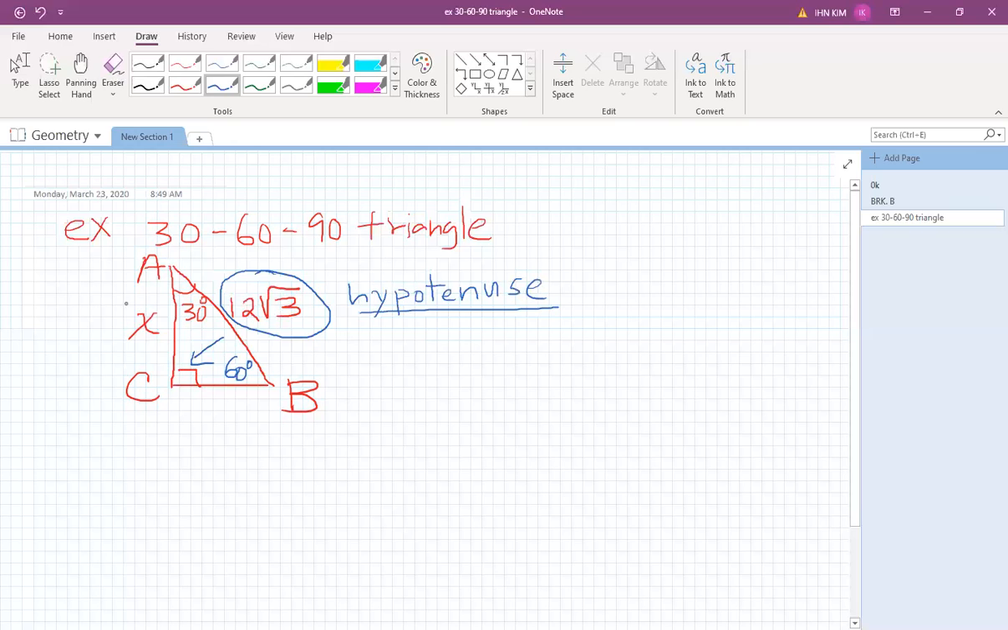Okay, so we need to find x, right? Now x is facing 60 degrees, and this right here, although it's not drawn to scale, is facing the 30 degrees. So this side is the shorter leg, and this one is the longer leg. To make it easier, I just call this medium, small, and this is the large. The hypotenuse is always the longest side of a right triangle.